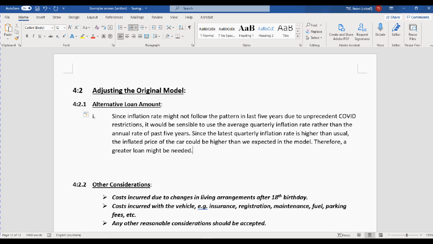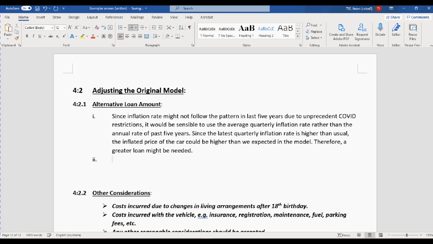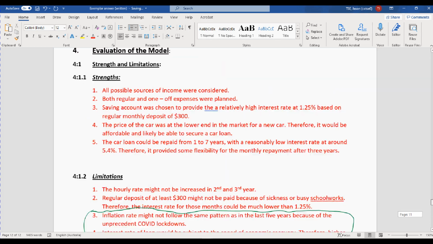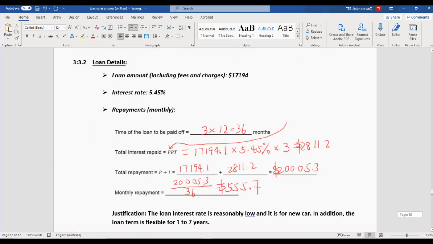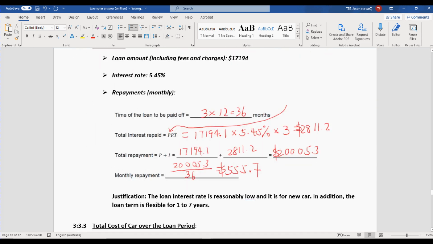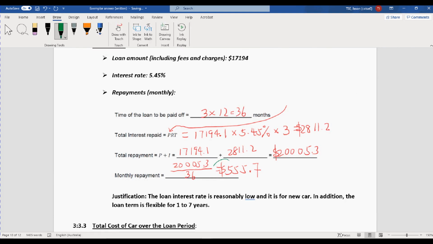All right, and would there be another consideration you need to make? So for the second one, I might ask you to go back and see our modeling part. So remember that the repayment is around $555. I mean this figure. Okay, this is the monthly repayment, which is 555.